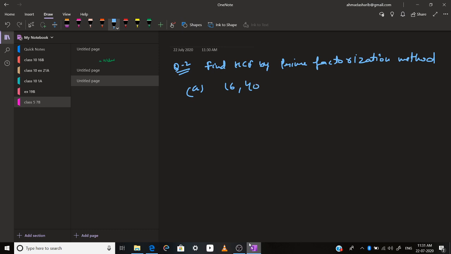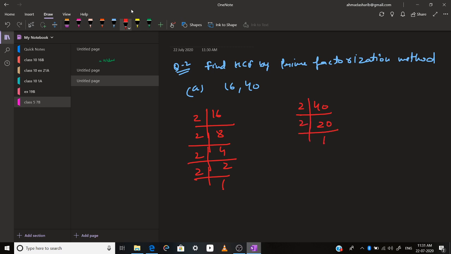So what you have to do, you have to find the prime factors of 16 and 40. So find the factors of 16. How? 2 8s are 16, 2 4s are 8, 2 2s are 4, 2 1s are 2. And now 40: 2 2s are 4 and 0 as it is, 2 1s are 2 and 0 as it is, 2 5s are 10 and 5 1s are 5. So the factors of 16 are 2 into 2 into 2 into 2, 4 times 2. And factors of 40 are 2 into 2 into 2, 3 times, and then 5.